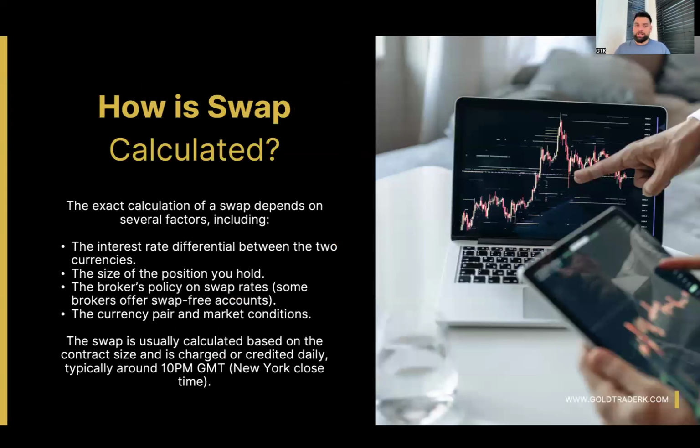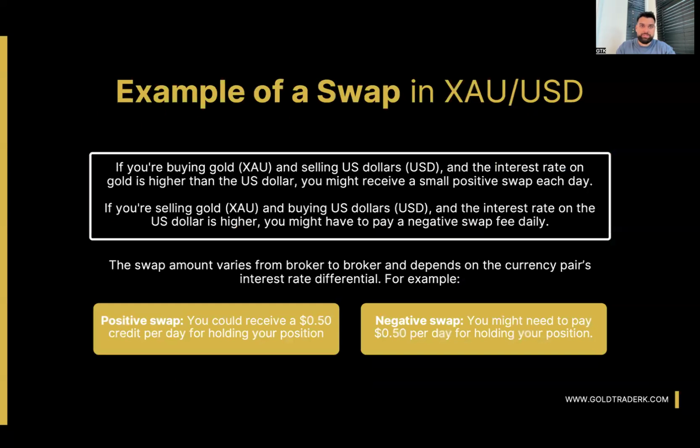How is swap calculated? The exact calculation of swap depends on several factors, including the interest rate differential between the two currencies, the size of the position you hold, the broker policies on swap rates, the currency pair, and the market conditions. The swap is usually calculated based on the contract size and is charged or credited daily, typically around 10 p.m. GMT when the New York session closes.